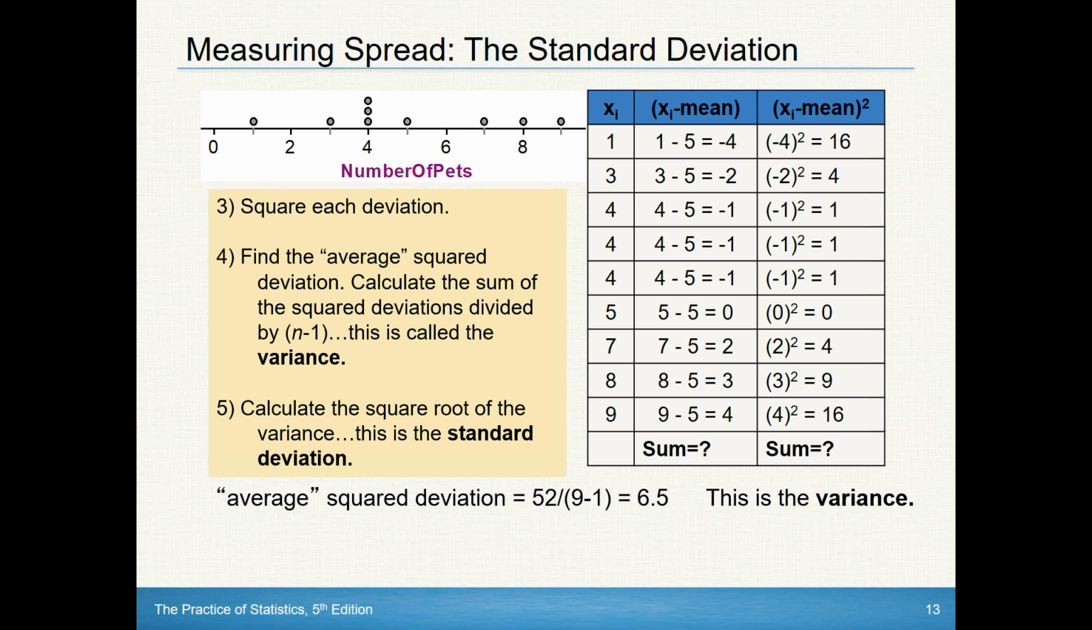Now, that value, the sum of all the deviations squared divided by n minus 1, is called the variance. Variance is a measure of spread, but the more typical one we use is standard deviation. To get the standard deviation, we just take the square root of the variance. And that is the more typical measure of spread that we're going to use. We use standard deviation more than variance.